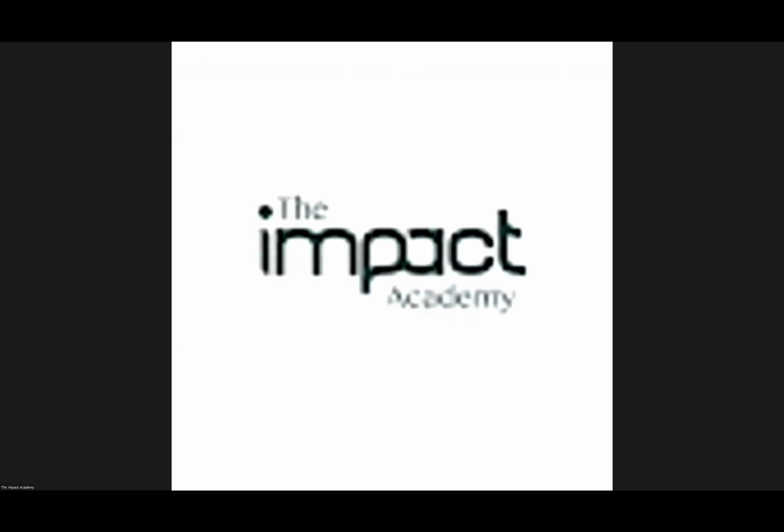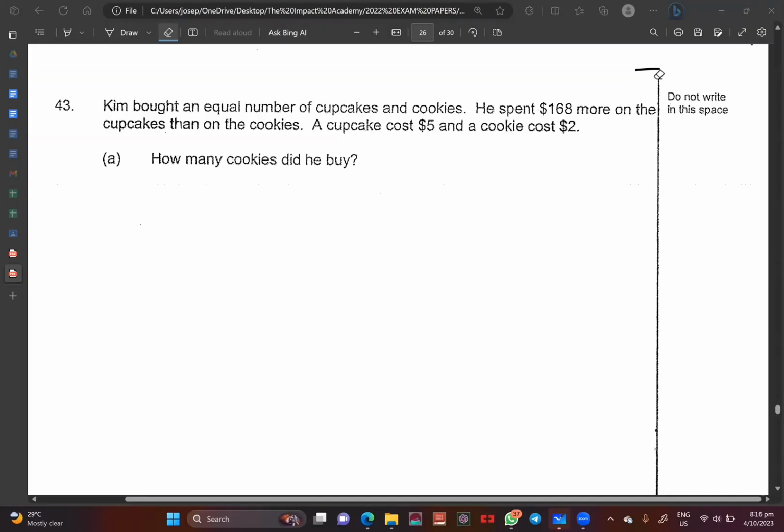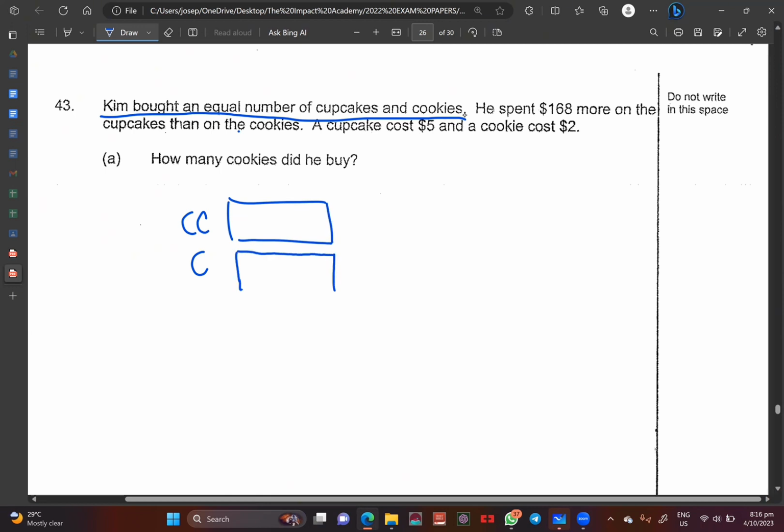Okay, hi everyone. So now for a question like this, as you can see over here, it says that Kim bought an equal number of cupcakes and cookies, correct? So if it's an equal number of cupcakes and cookies, we are just going to make sure that we draw a model, we show that it is of equal size. You agree so far? Now, you must understand that this is number. Number means how many cupcakes did Kim buy?